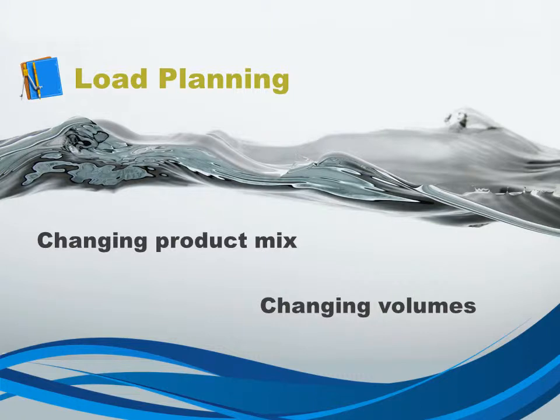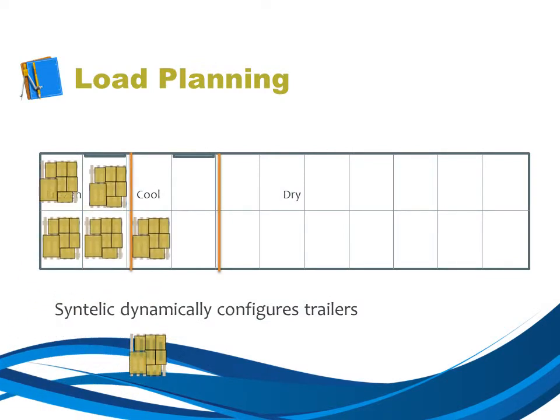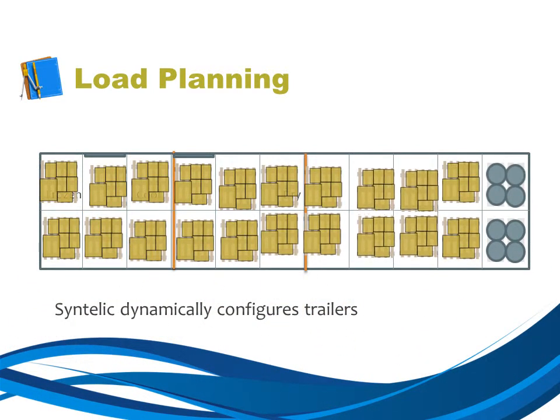Load planners start with a wave of orders and routes. No matter how dramatically the product mix or volumes might change from week to week or between seasons, Syntelic dynamically calculates an optimized load plan for every outbound trailer. The system automatically selects an appropriate trailer type to accommodate order sizes. It then sizes compartments and makes adjustments to avoid overflow pallets and make efficient use of trailer capacity.